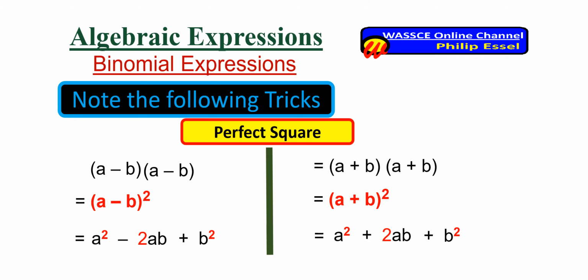So like I've explained, if you are given a binomial expression which is a perfect square, you do not need to follow through the normal process to get it expanded. All you need to do is to use this trick and you'll be able to expand it and get the same correct answer. Let's look at the next item.